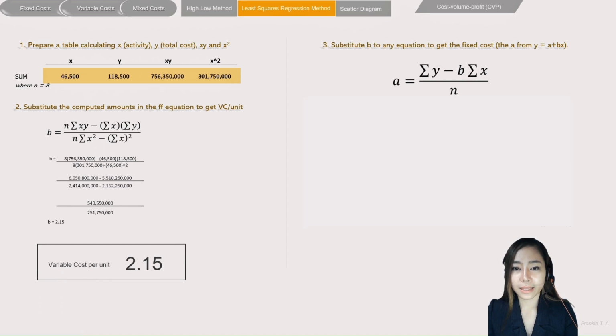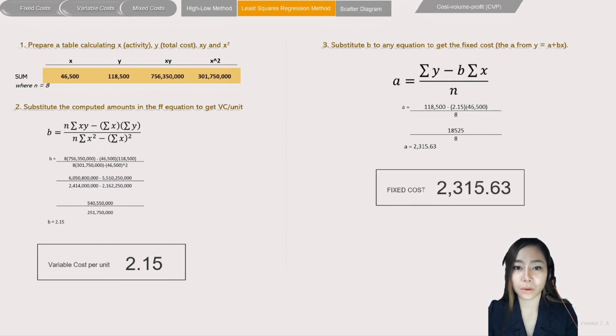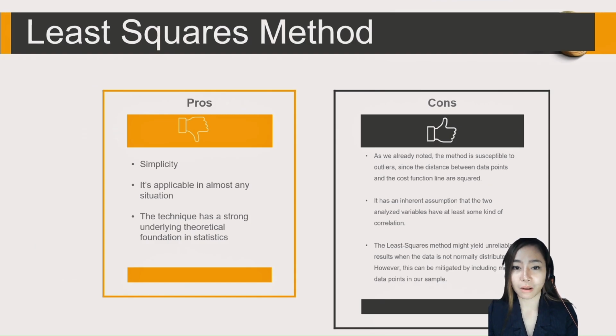Then step 3, substitute b into any equation to get the fixed cost. Here's the formula for computing the fixed cost. The fixed cost, a, is equal to the summation of y minus b, which we have just computed, times the summation of x, over n. Again, we get the figures from the table. So we have 2,315.63. So our fixed cost is 2,315.63. Since we already have the fixed cost, we can now try to project a manufacturing cost.